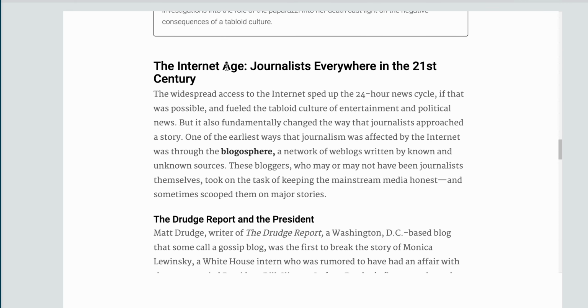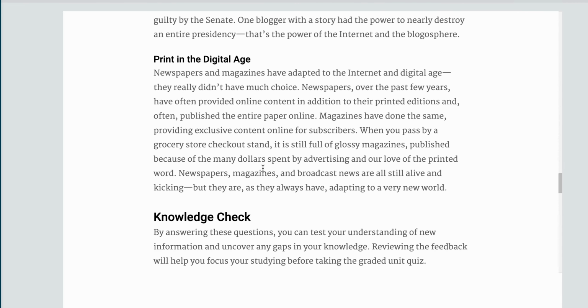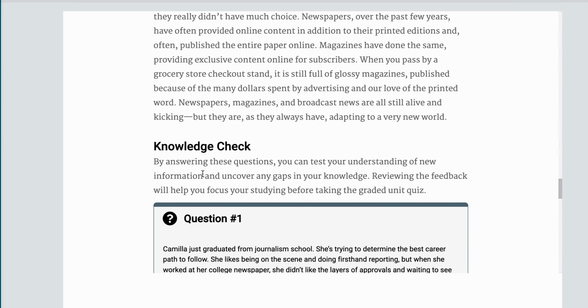And we are going to discuss whether the blogosphere is a trustworthy source of information or not. And nowadays we have print in the digital age. So we still have newspapers and magazines, but they are online because of the internet and the technology that we have now. So they have online newspapers, magazines and broadcasts in order to survive till now.